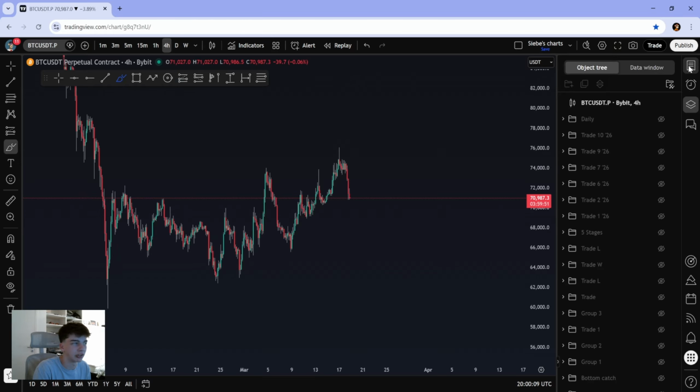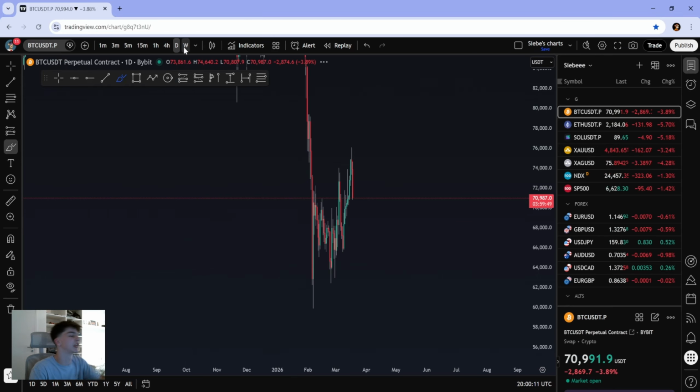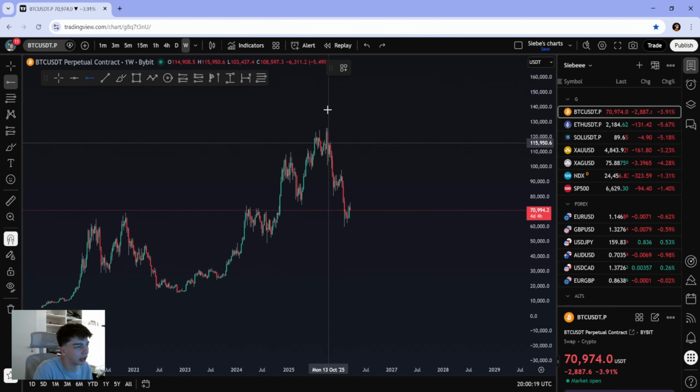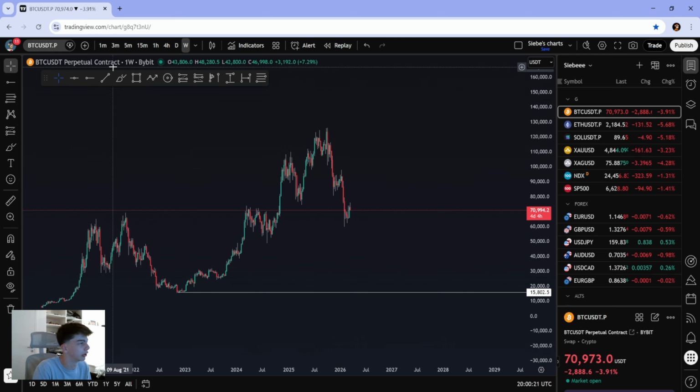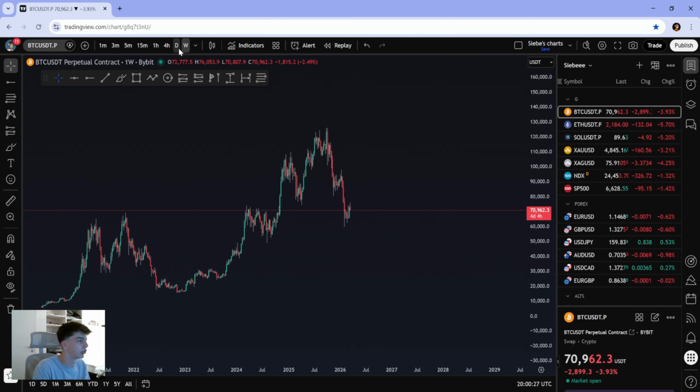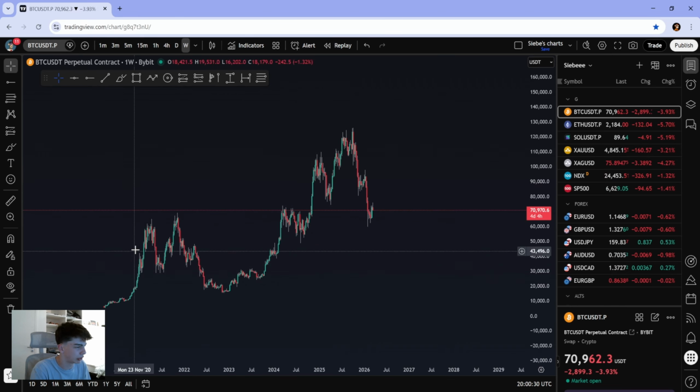Let me remove everything. First and foremost, as always, zoom out and have the bigger picture. You can mark out the highs and the lows here. This is the low in the last parent, here's the high, but does that really have any value? I don't know. On the weekly you see, okay, Bitcoin uptrend since 2021. We saw a massive dump now, but we're still holding on some structure here.